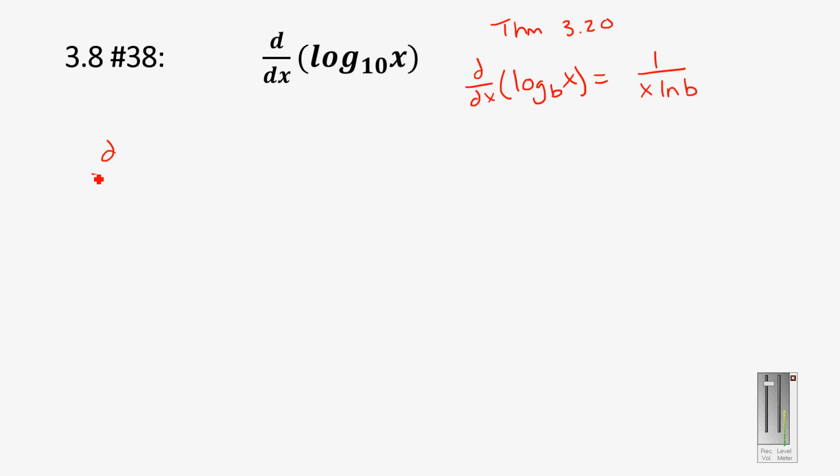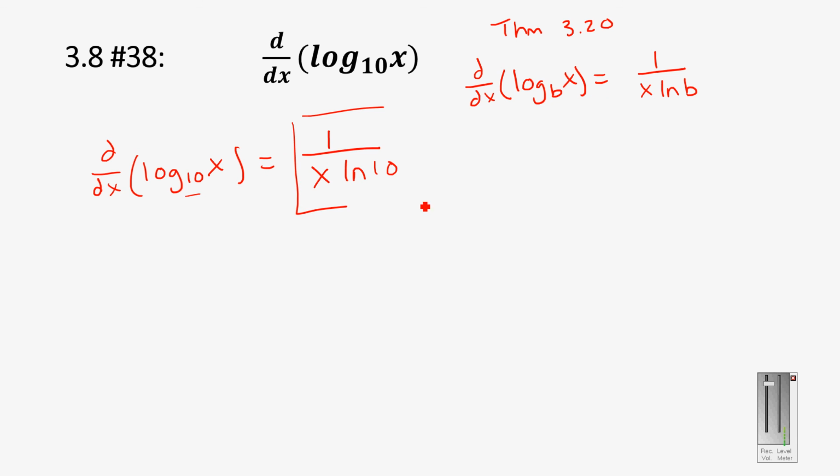So d/dx of log base 10 of x is equal to 1 over x, because again the x is here, so it's x natural log of the base, which in this case is 10. See the base right there. That is your answer for 3.8 number 38.